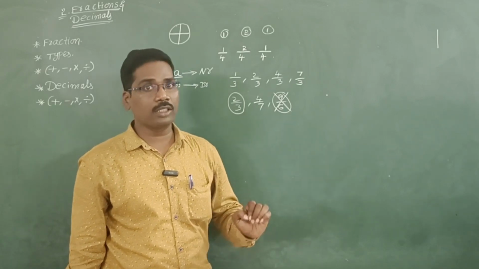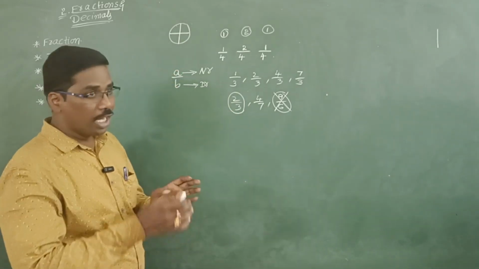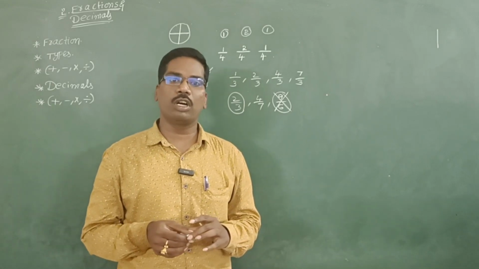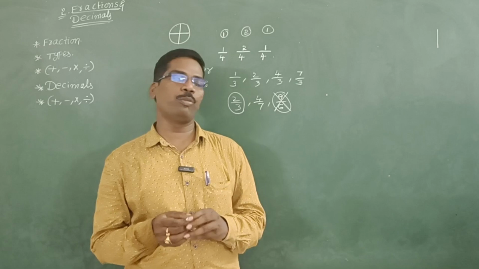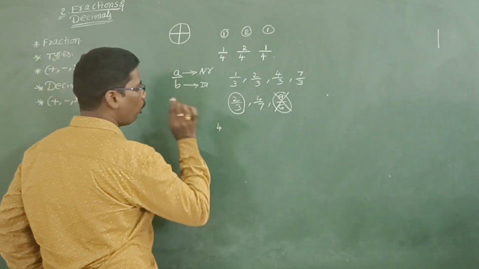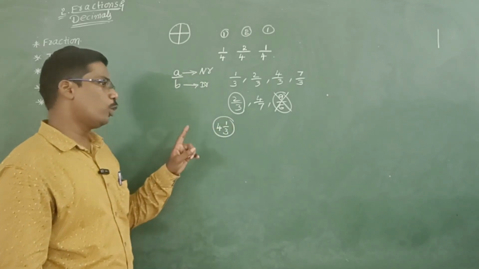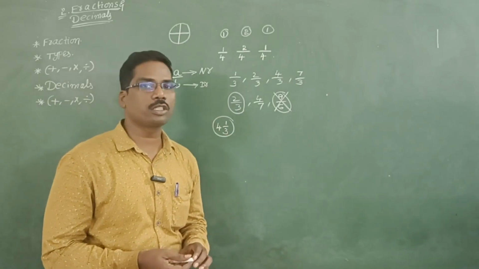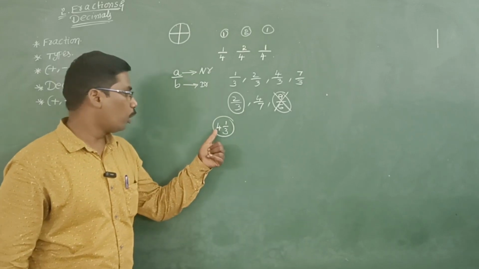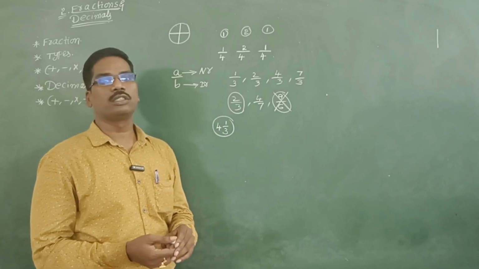If it is not a proper fraction, then it is an improper fraction. If the numerator is greater than the denominator, that is called an improper fraction. And now mixed fraction: one whole number and one proper fraction. The combination of a whole number and a proper fraction is called a mixed fraction.